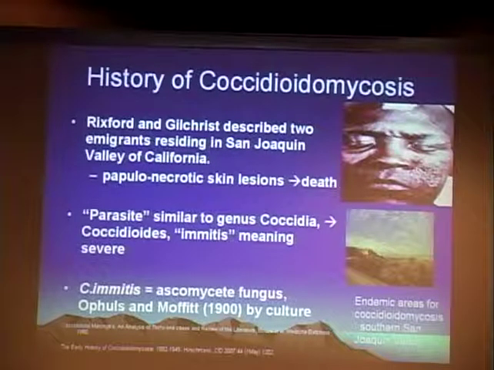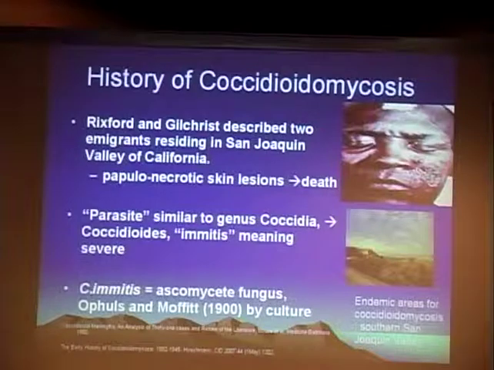Later on, there were two physicians, Ophüls and Moffitt, who were able to take tissue from guinea pigs that they had infected with the fungus. They took pus from a patient, injected it into a guinea pig, and then looked at it under the microscope, and what they found were spherules. They took the spherules in turn and put them in a culture medium, and they grew a fungus. It appeared to be mycelia. They actually discarded it initially as a contaminant.